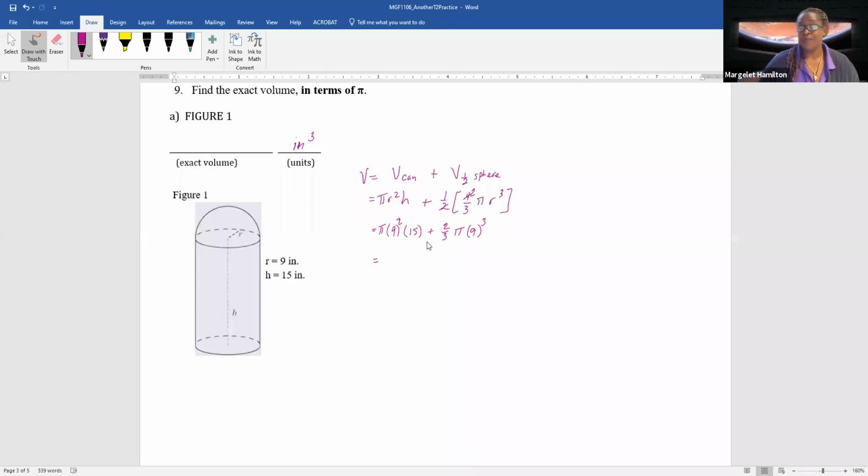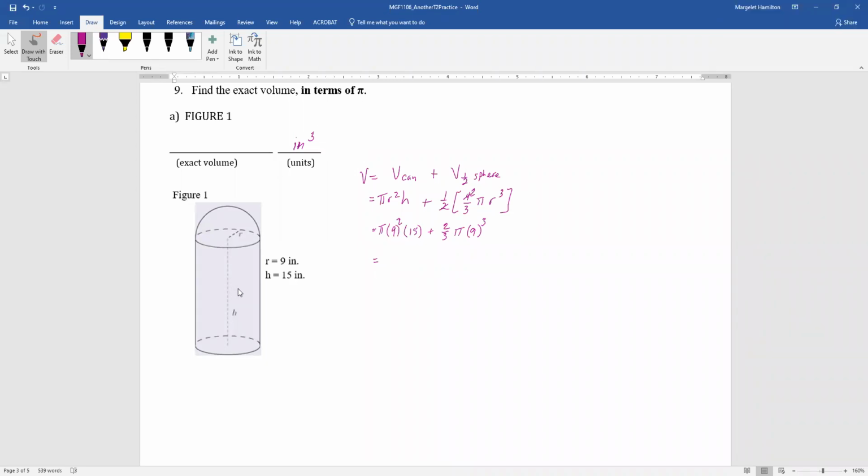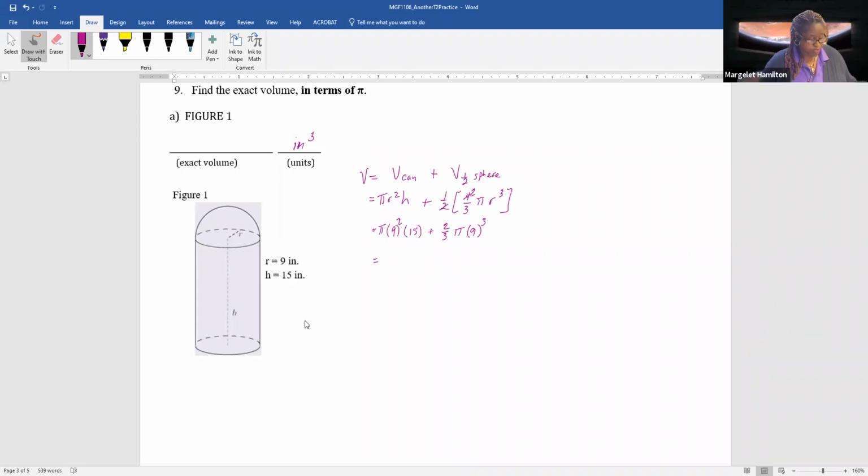Now, doing your magic with your calculator. Remember, we're in terms of pi, so we just need to be concerned with the numbers. 9 squared gives me 81. Do we agree? What's 81 times 15? 81 times 15 should have given you 1,215. Throw your pi on the end.